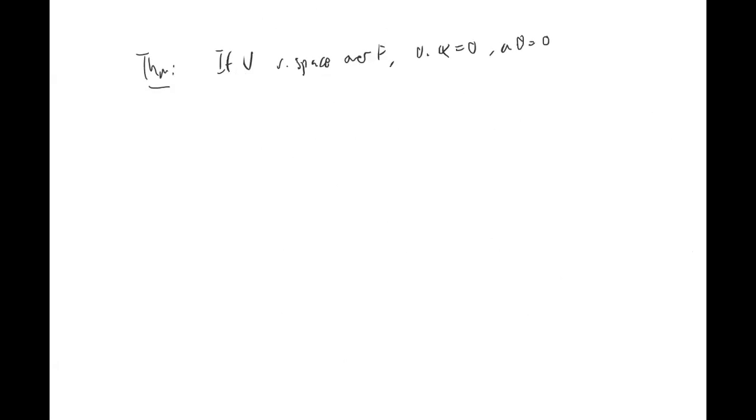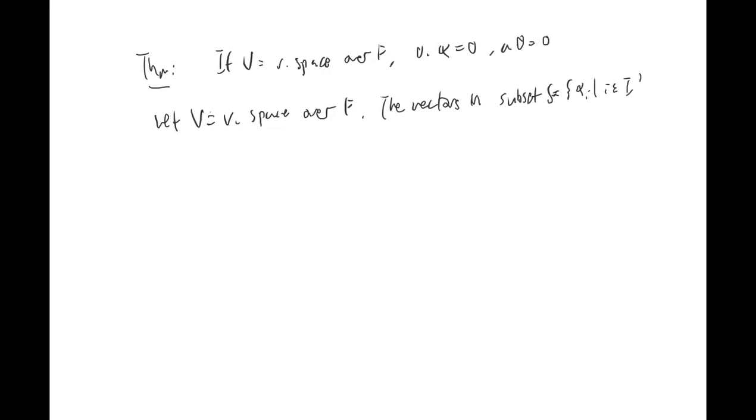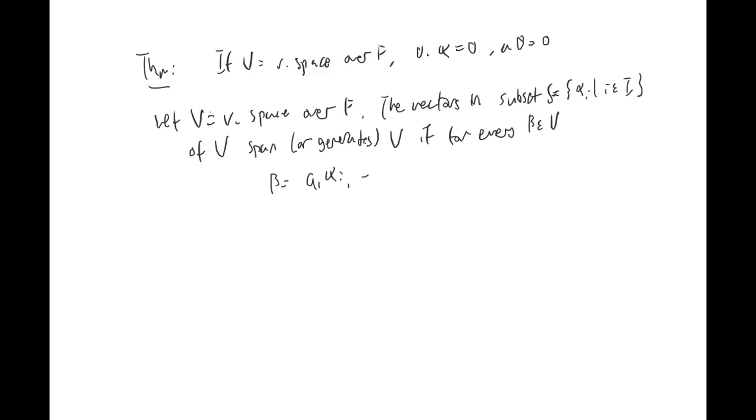Now we're gonna define a basis. Let V be a vector space over F. Then we say the vectors in a subset S equals, and S could be infinite, S could be alpha_i for i in I, some really crazy infinite set, span or generate, if you like, V if for every beta in V, I can express beta as a finite linear combination of elements in that set.